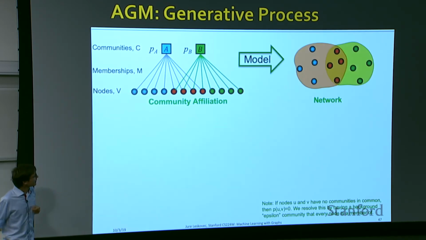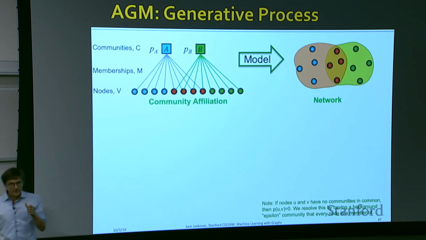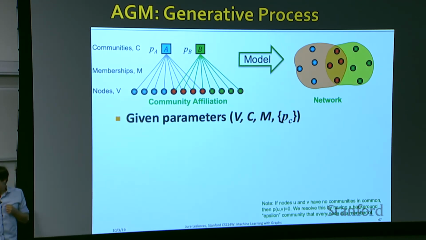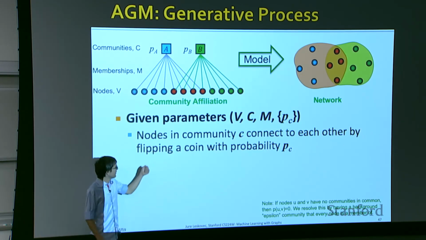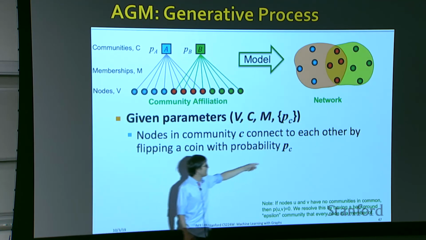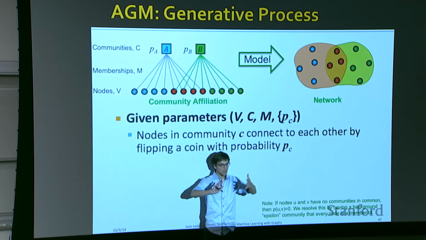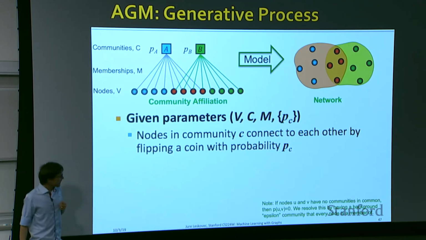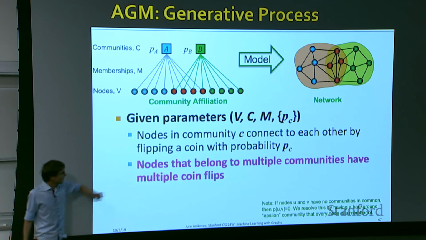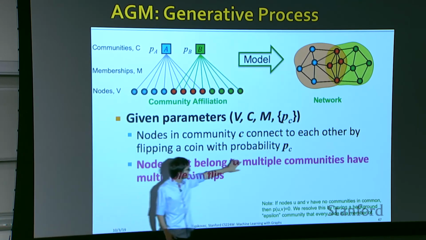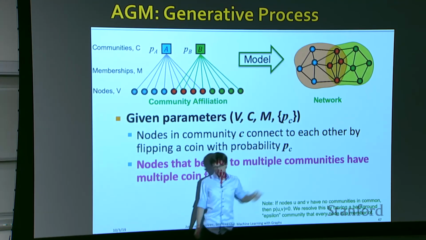Now I need to generate a network. First, I know how to put the nodes. Here are the nodes at the bottom, so I just throw them in. Now I need to create the edges. And the way I will create the edges is the following. I will say that nodes in a given community C connect to each other independently with probability P sub C. So this is essentially an Erdős-Rényi random graph model between all the nodes who are in the same community. Okay? But then you can ask, what happens to the nodes that are in multiple communities, right? Nodes that belong to multiple communities get multiple coin flips, because for every community they have in common, they get a different coin to flip, right?